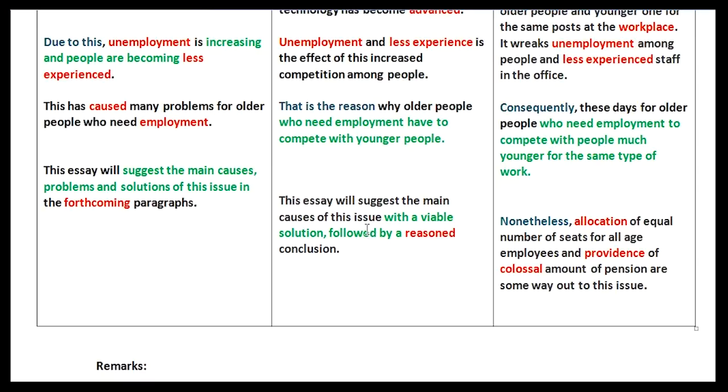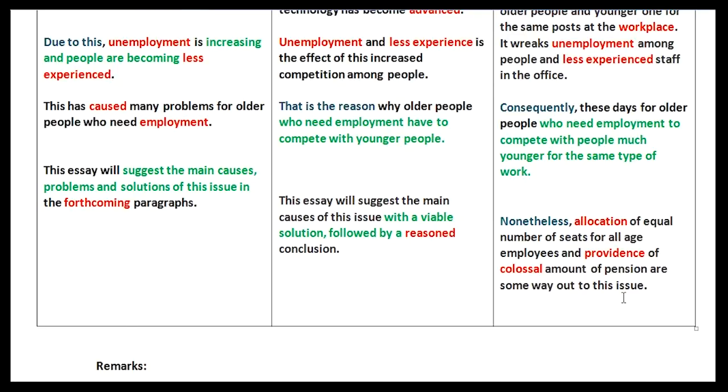The same line for 7 band with a little bit change in vocabulary. This essay will suggest the main causes of this issue with a viable solution followed by a reasoned conclusion. See the language that I have used, viable solution and reasoned conclusion. So this will fetch me 7 band.